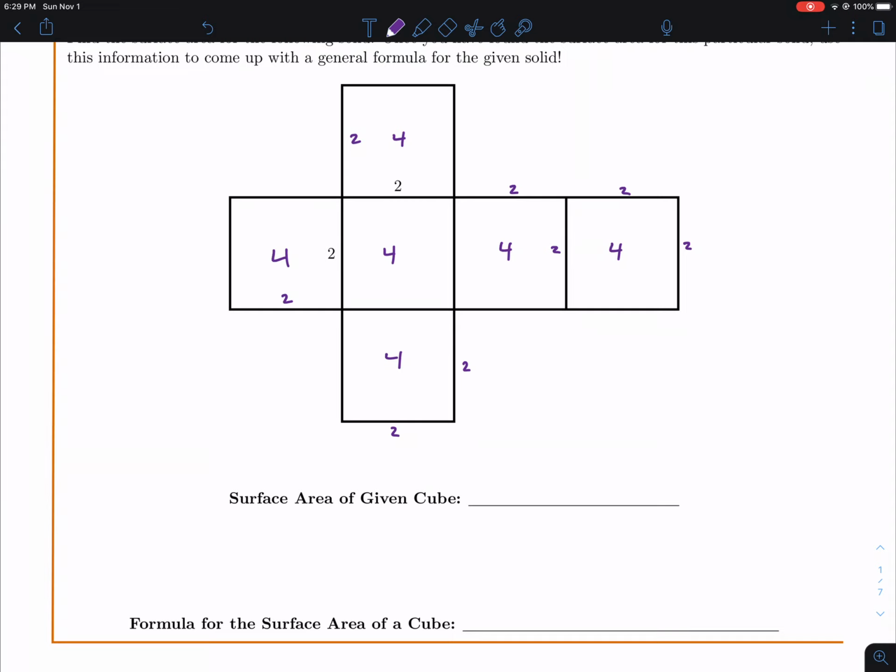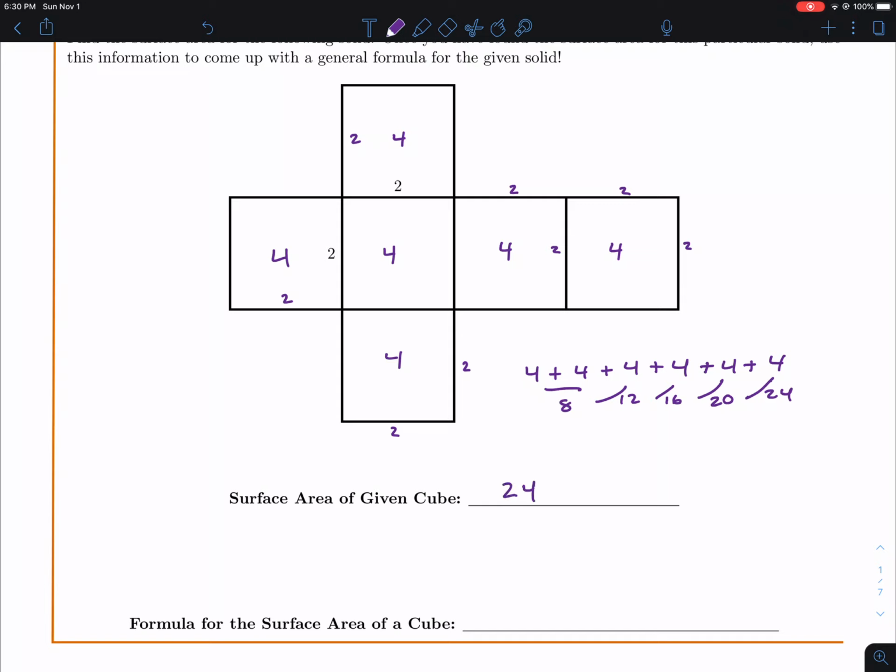So in this case, we've got 4 plus 4 plus 4. See, 1, 2, 3, 4, 5, 6 faces. So we've got 8, 12, 16, 20, 24.